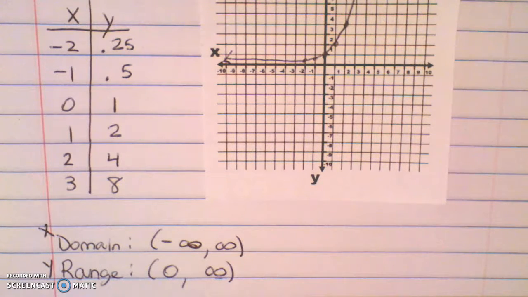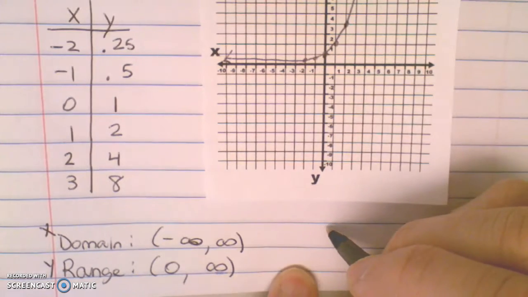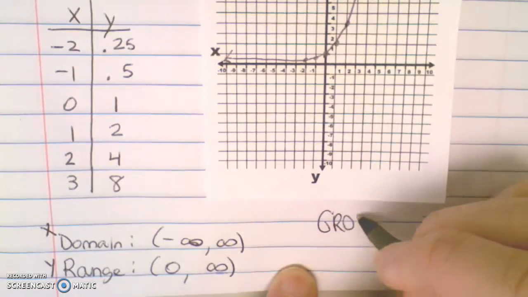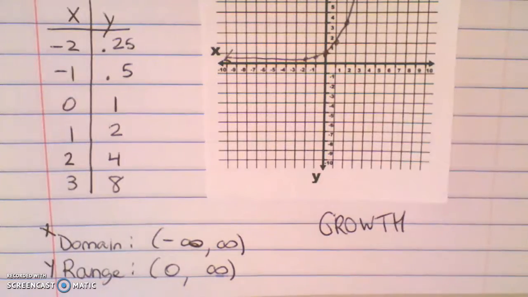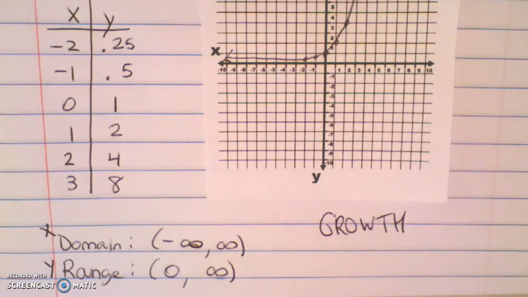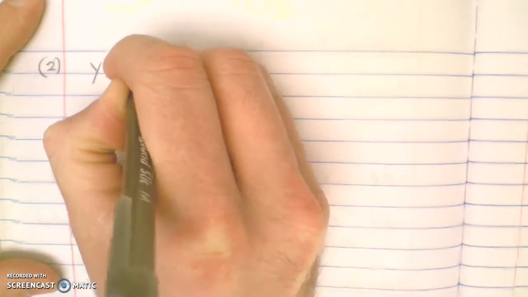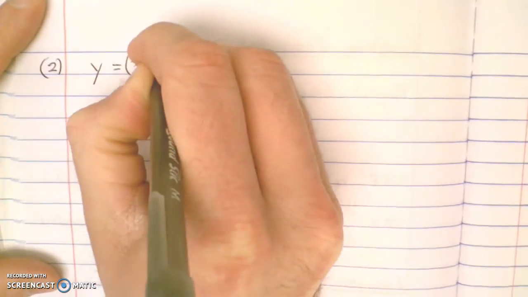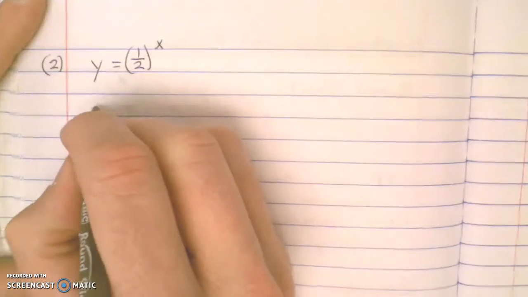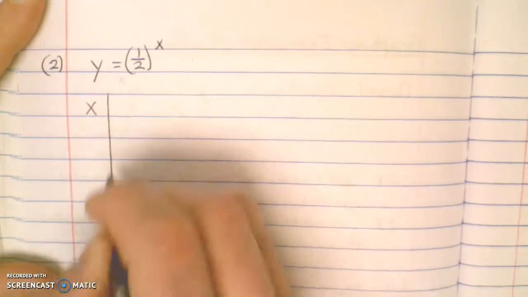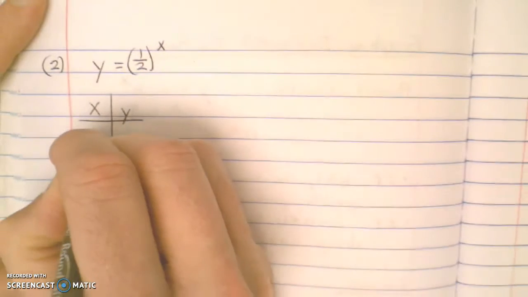Okay, let's look at the next example. We're going to look at an example of a decay. So this one we can list as a growth. This is a growth function because it's increasing from left to right. Now we'll look at an example of a decay. All right, our second example will be the equation y equals 1/2 to the x. And we're going to do the same thing where we list the table and graph it. I'm going to look at some negative numbers here.